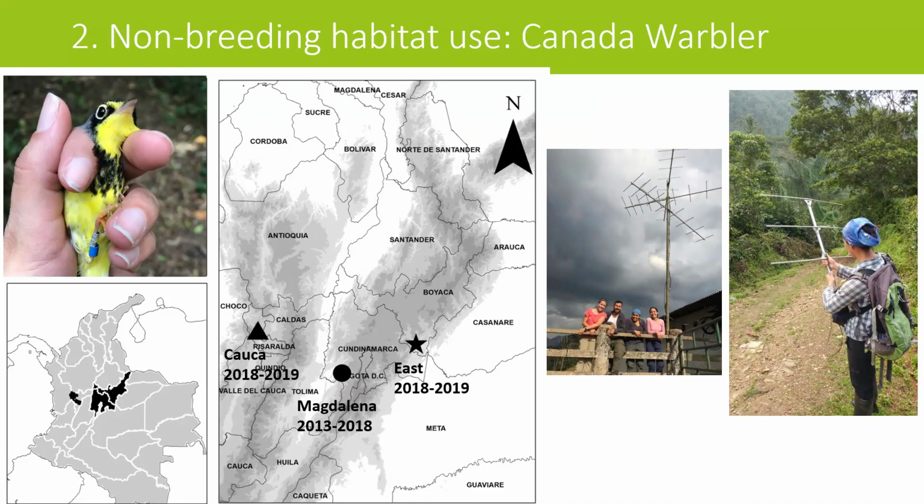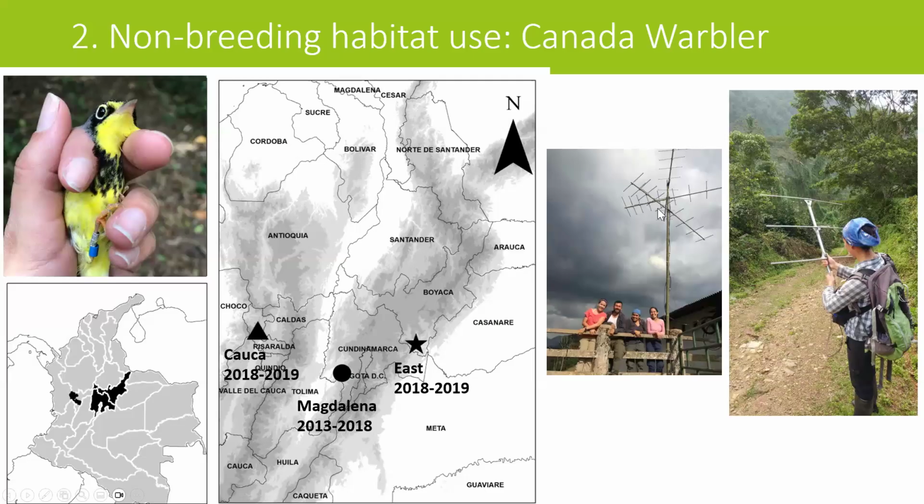Now we're going to move on to the second question, which is how they're using the non-breeding grounds. These questions have been approached by different researchers, and not only during the winter, but also during migration and during the breeding season. So this project was done with the Canada warbler in the Colombian Andes, in the central mountain chain, the east and west mountain chains.